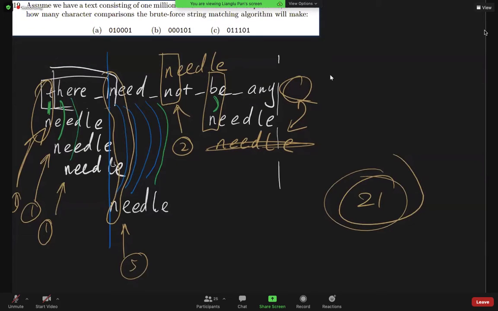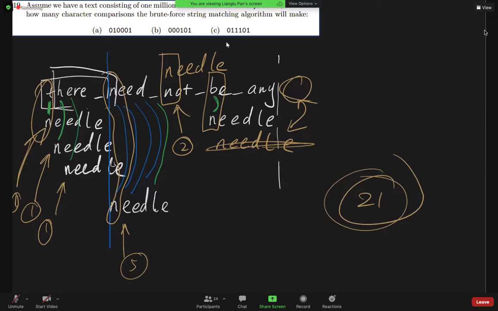Q19. If we have a string containing 1,000,000 zeros, and then we have 3 different patterns, if we use brute force string search algorithm to search for these patterns, how many comparisons are we going to perform?